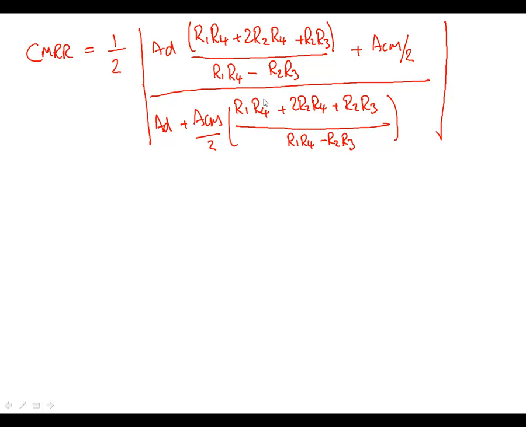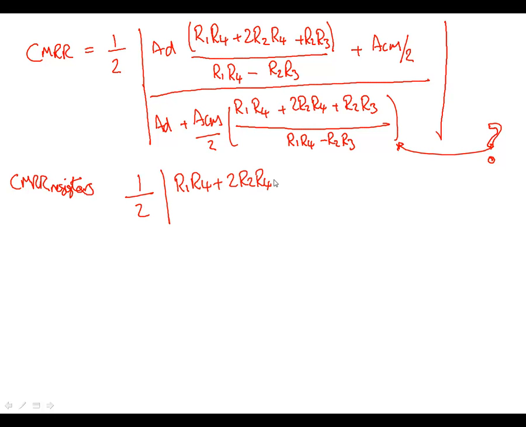What's happened here now, we need to have a look at this portion of the equation, this bracketed term, and see what does that actually remind me of. Well, if we remember before, from CMRR of resistors, we remember that a half into R1 R4 plus 2 R2 R4 plus R2 R3, all divided by R1 R4 minus R2 R3, is the common mode rejection ratio of resistors.